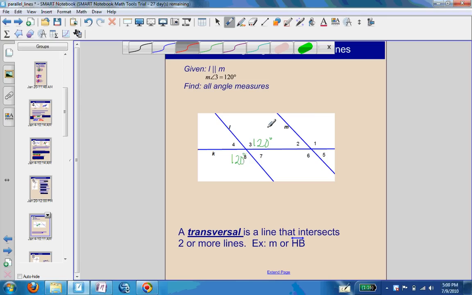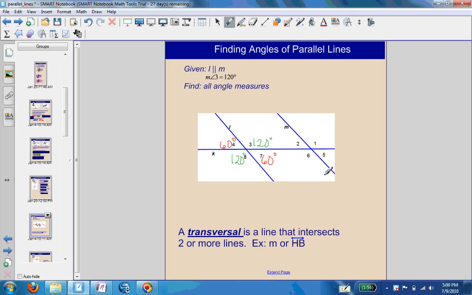So since angle 3 is 120, then 4 has to be 60, because 4 plus 3 has to equal 180. Now, angle 7 is also 60 because it's vertical to angle 4, or because it's supplementary to 3 and supplementary to 8. You can use any of those definitions. So now I've figured out all 4 angles and what they equal on this one parallel line, L. Now I need to figure out the 4 on line M.